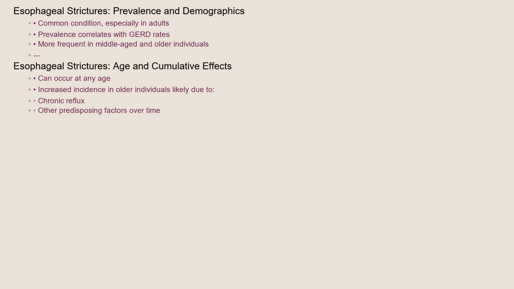Esophageal strictures are a relatively common condition, especially among adults. The prevalence directly correlates with the prevalence of GERD, so populations with higher rates of GERD tend to have a higher incidence of esophageal strictures. The condition can occur at any age, but it's more frequently diagnosed in middle-aged and older individuals, likely due to the cumulative effects of chronic reflux or other predisposing factors over time.